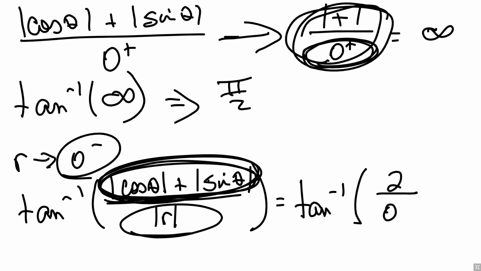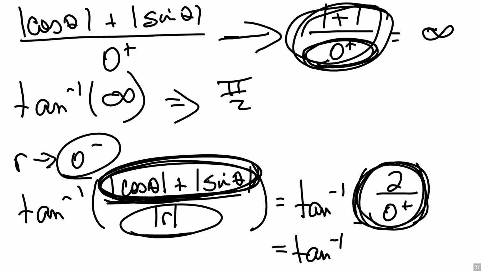What's the absolute value of 0 negative? 0 positive. Okay. So this is going to be the tangent inverse of, well, what is this going to be? Infinity. And what's the tangent inverse of infinity? Pi over 2.